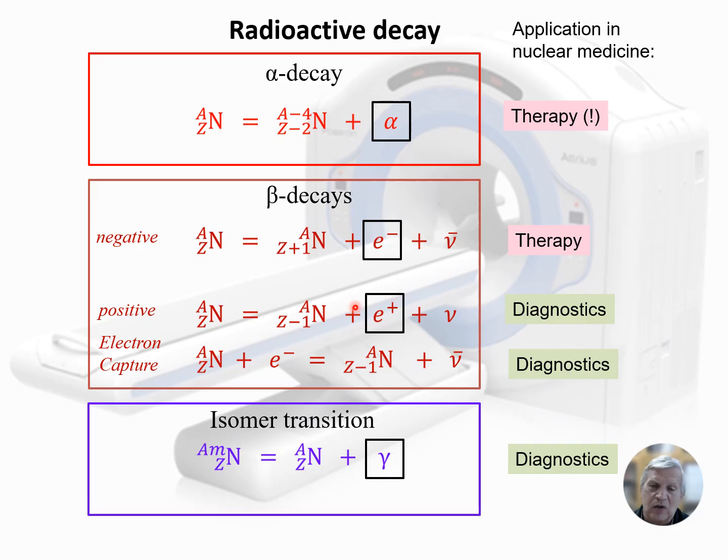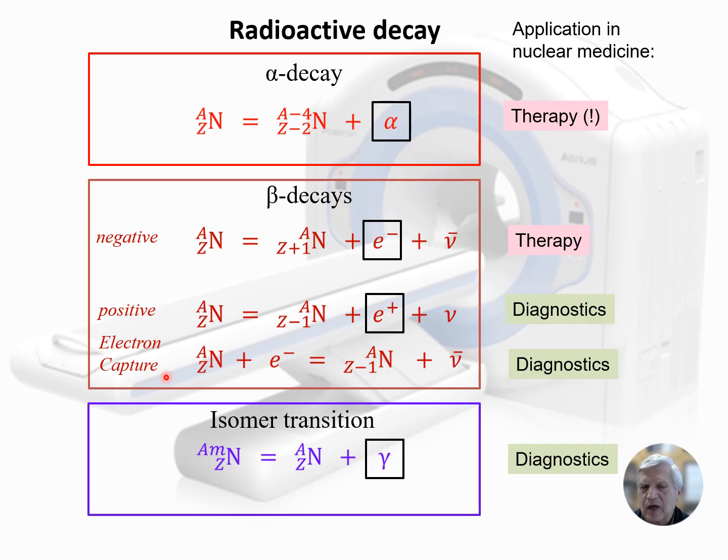However, you have a positron, which is an antiparticle. And once the positron encounters an electron, then you will have a so-called annihilation radiation. That means that the electron and the positron will disappear, and you will have 2 gamma quanta, actually gamma radiation. And as we will learn later, gamma radiation is very good to use for diagnostic purposes. So that's why this type of decay, the positive beta decay, will be used for diagnostics.